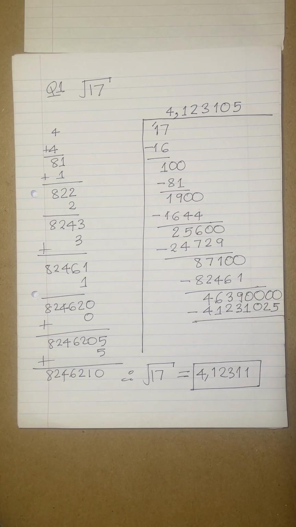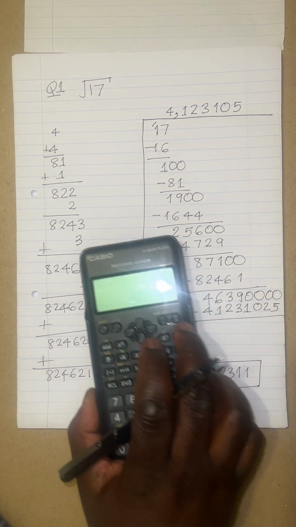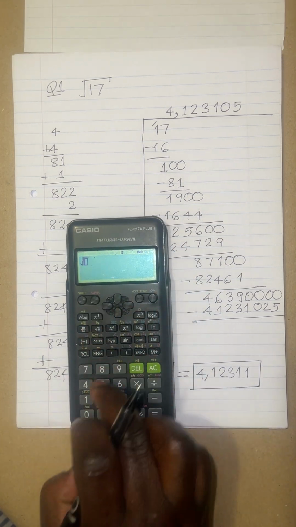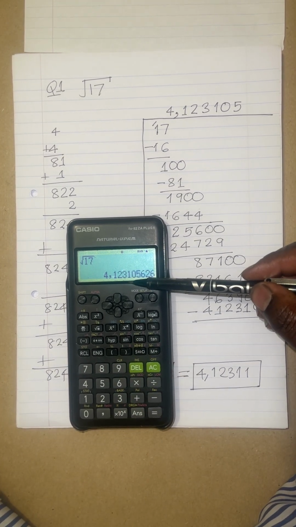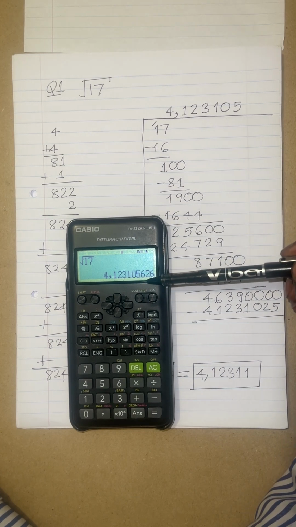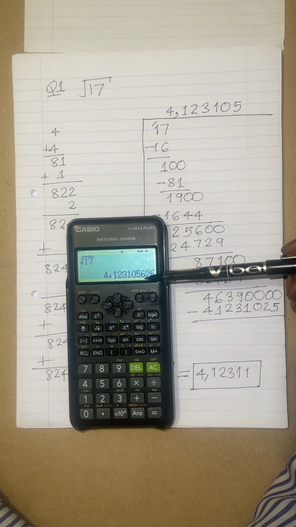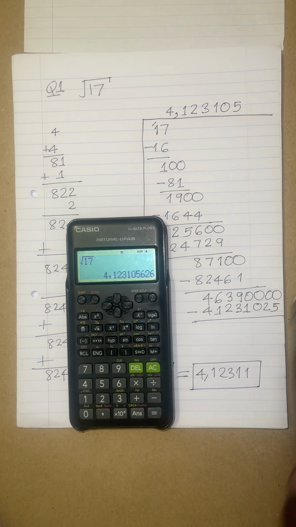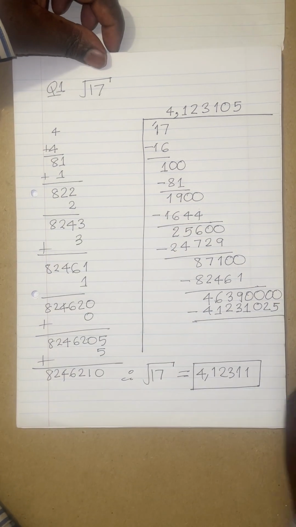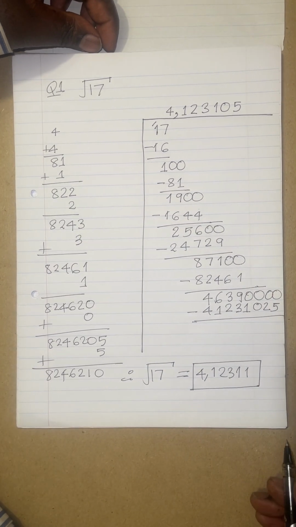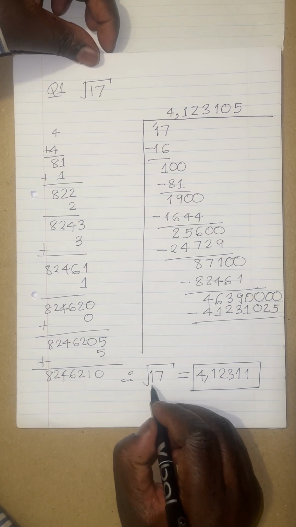Let's verify if this is correct using a calculator. Square root of 17, what do we get? It's 4.123105. The next digit was going to be 6. If I continued, I would have found 6. And you can actually continue and display many more decimal places than the calculator can display. But basically, this is the algorithm, the procedure that we use to work out the square root of a number which is not a perfect square.